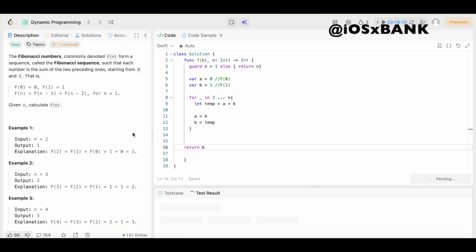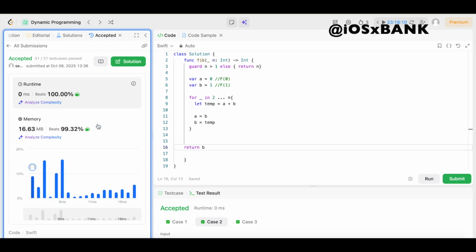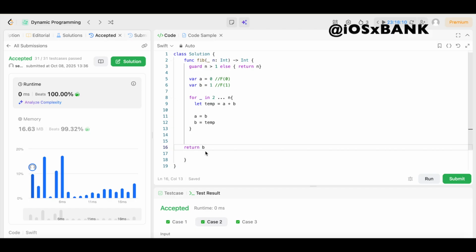Let's give it a run. Make sure it runs properly before we submit it. Let's see, it's accepted. So let's go ahead and submit it and make sure it's still accepted after we submit it. Ooh, look at that, y'all. 0 milliseconds beats 100% of users. That's what I'm talking about. That's what I like to see. That was with the big O of N time complexity.